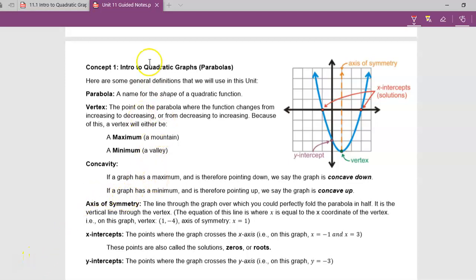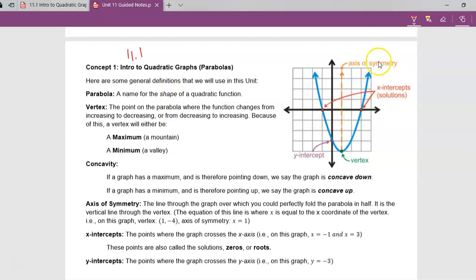Okay, so this video is on 11.1, Intro to Quadratic Graphs. All right, so there's a lot of information on this page. We're going to go through each piece here one at a time. So we're going to start out with some definitions.